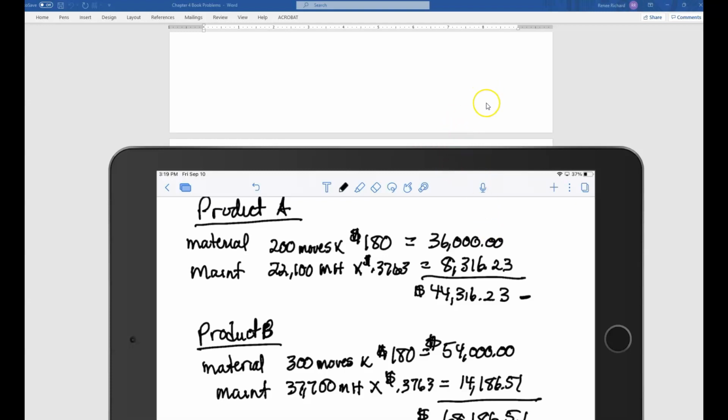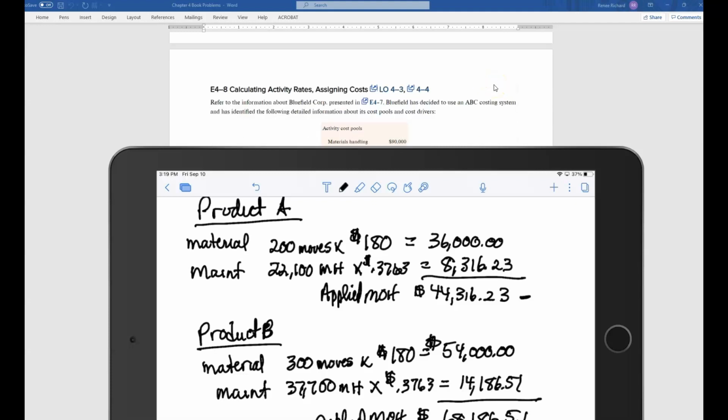Okay, that's ABC costing. And remember, this is just the MOH. This is applied MOH. You still have to add in direct labor and direct materials. So there's still 3 costs. One last example.